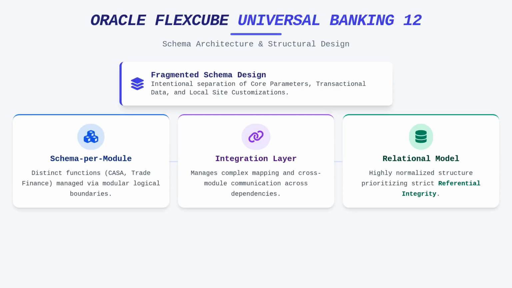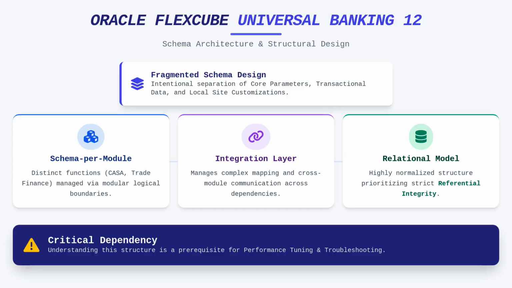This modularity means that when we look for entity relationships, we must understand the dependency chain that links table structures across these logical boundaries. You will find that the base schema contains the fundamental definitions, while the integration layer manages the mapping required for cross-module communication. Understanding this structure is not merely an academic exercise. It is a prerequisite for executing any meaningful performance tuning or troubleshooting when the database becomes a bottleneck. Without a firm grasp of how these tables relate to one another, attempts to reconcile data or optimize query execution will almost certainly fail.